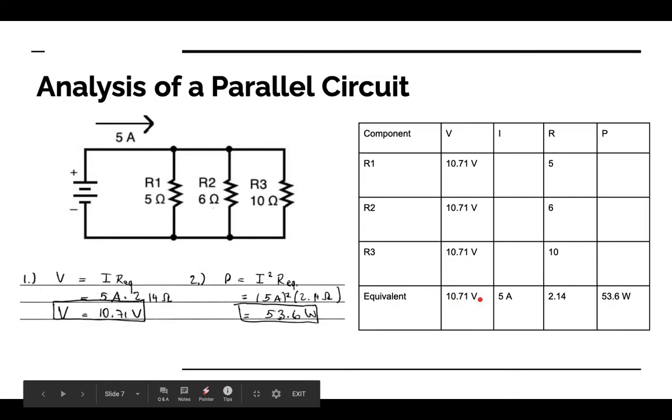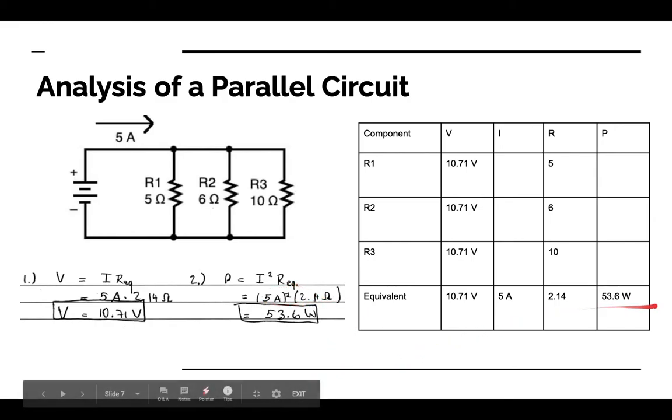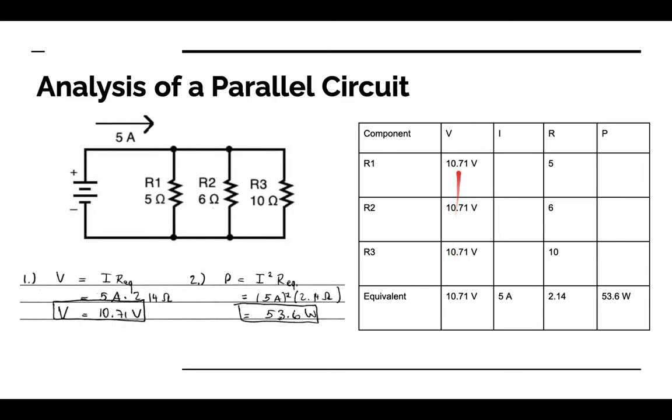Okay? And then our power we get by taking our current squared times our equivalent resistance, which gives us 5 squared times 2.14, or 53.6 watts. Okay? Now right here you may have noticed I have filled out this whole entire column of voltage with 10.71 volts. How did I do that if I didn't know anything else going on in these R1, R2, and R3 rows besides the resistance? Well, that's where we make use of the fact that the voltage drop across each branch is going to be the same and thus equal to the voltage of the battery. So the voltage drop across each branch is going to be 10.71 volts.